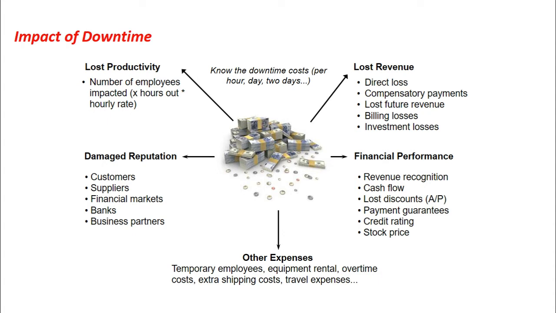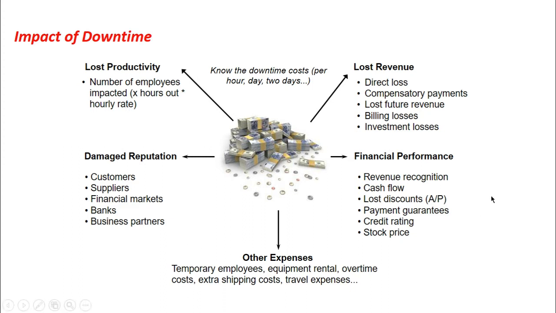So lost productivity is the number of employees impacted. In loss of revenues, there may be compensatory payments, billing losses, investment losses, and so on. With damaged reputation, the customers may not be satisfied if the system is down for a long time, so there may be a chance of losing the customers. The suppliers may not supply what they were providing earlier. The banks may not provide any financial assistance if there is damage to the reputation of an organization. Similarly, we may lose some business partners as well.